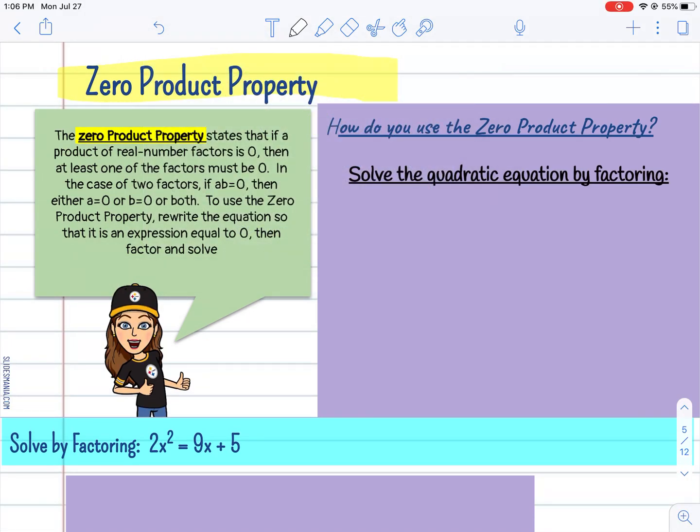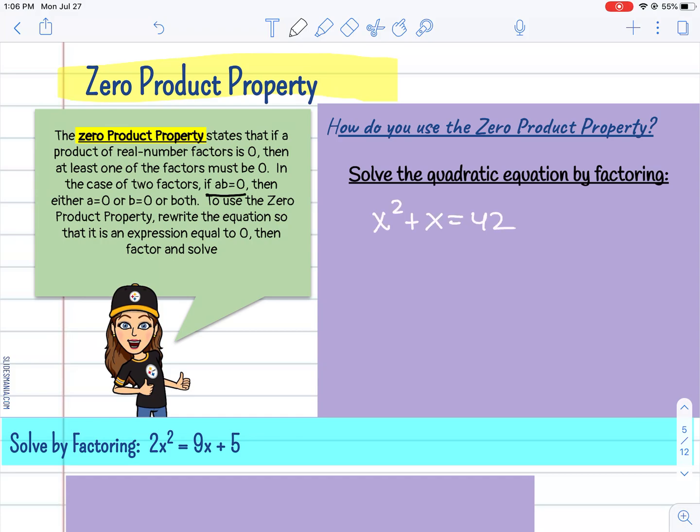Okay, we're going to talk a little bit about the zero product property and what it is telling you. It's saying basically if you multiply two numbers together and the answer is 0, then either one of the numbers or both of the numbers have to be 0. So we use that when we're solving quadratic equations by factoring. So let's take an example here.